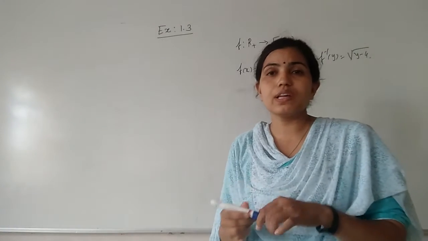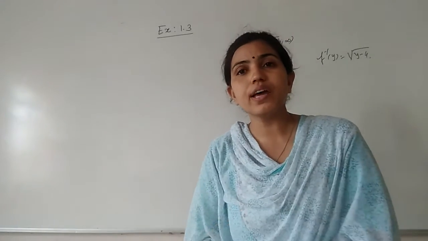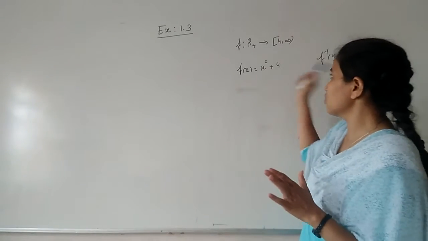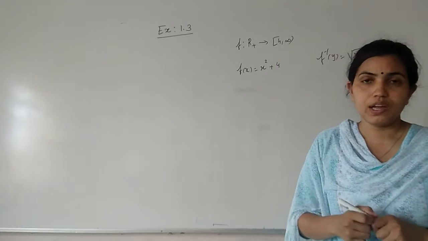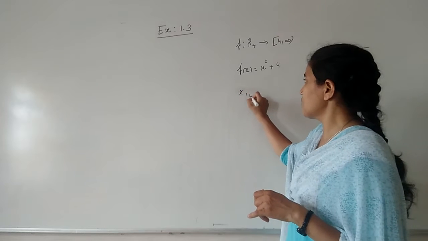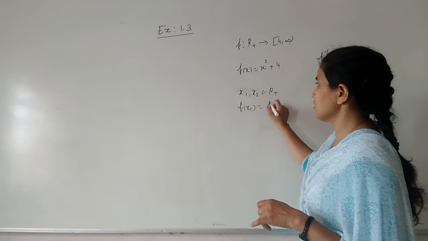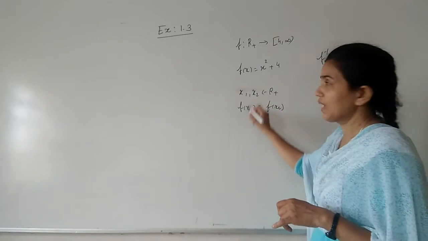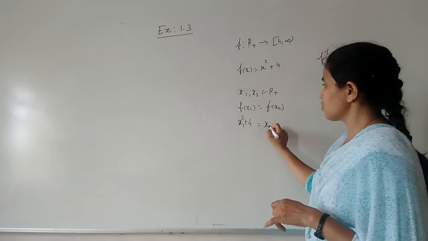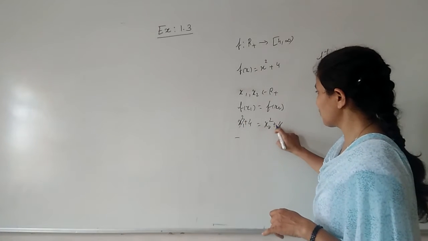So in this question they ask us to show that the function is invertible. Whenever we have to show a function is invertible, first we have to show that it is 1-1 and onto. Now you are very clear with the definition of how to show 1-1 and onto. Take x1 and x2 belonging to R plus, and f of x1 equals f of x2. Then you use the definition: x1 square plus 4 equals x2 square plus 4.